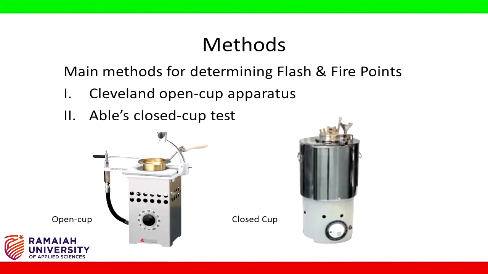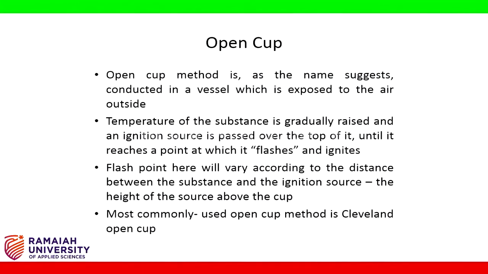The main methods for determining flash and fire points: Cleveland open cup apparatus, Abel's closed cup test. You can observe open and closed cups. Open cup method is, as the name suggests, conducted in a vessel which is exposed to the air outside. Temperature of the substance is gradually raised and an ignition source is passed over the top of it until it reaches a point at which it flashes and ignites. Flash point here will vary according to the distance between the substance and the ignition source, the height of the source above the cup. Most commonly used open cup method is Cleveland open cup.